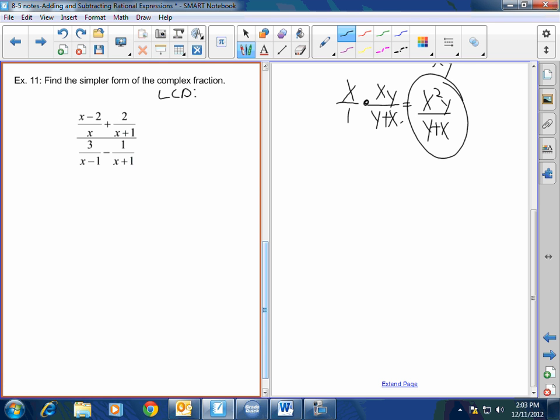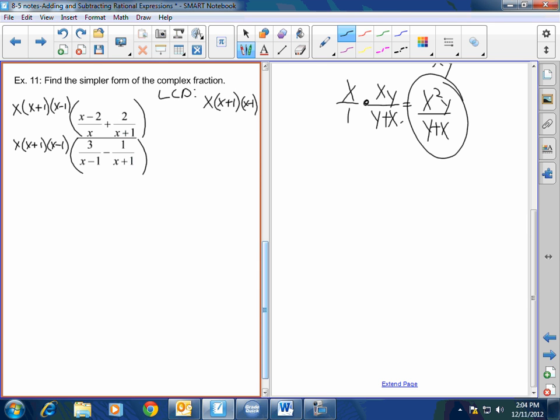Check it out, guys. This is how I always check it. I look for all the different things. I've got an x in the denominator, so I know I'm going to need 1x. I've got an x plus 1, so I know I'm going to need an x plus 1. And I've got an x minus 1, so I know I'm going to need an x minus 1. That's it. That's my LCD. Good job. Now, remember, guys, I'm going to multiply everything by x, x plus 1, x minus 1. And everything here by x, x plus 1, x minus 1.